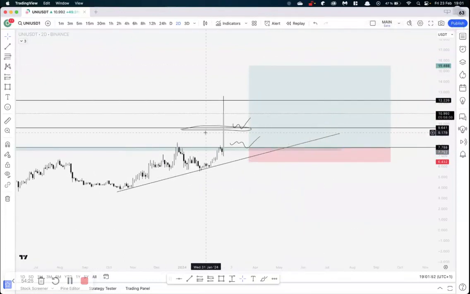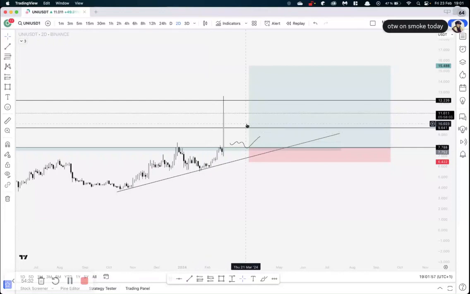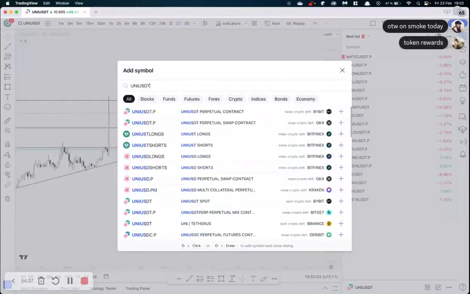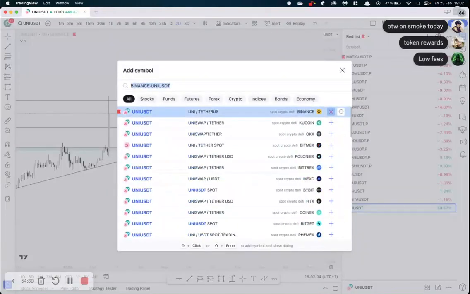Fundamental news. Okay, what happened? What happened? This looks so nice. I love this. Token rewards. Woo.